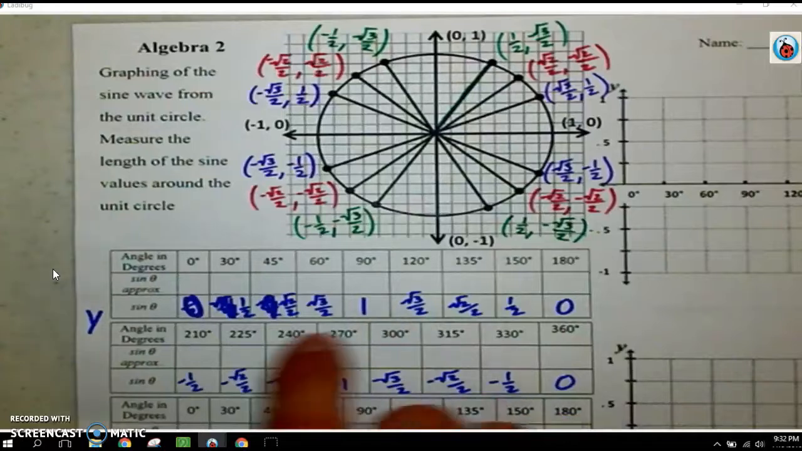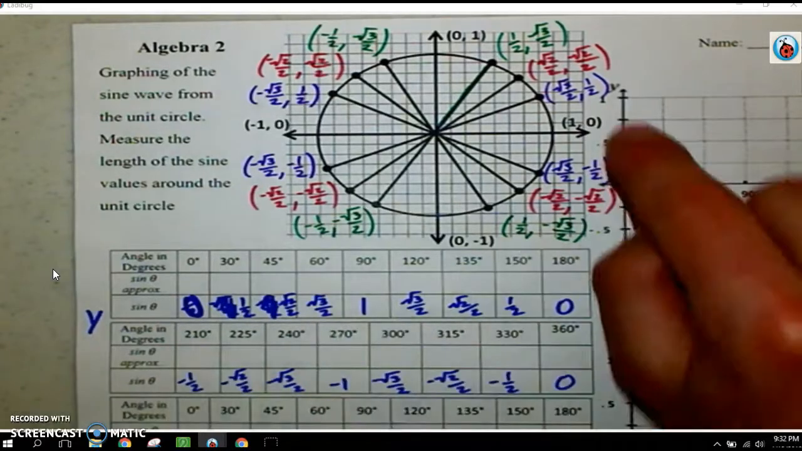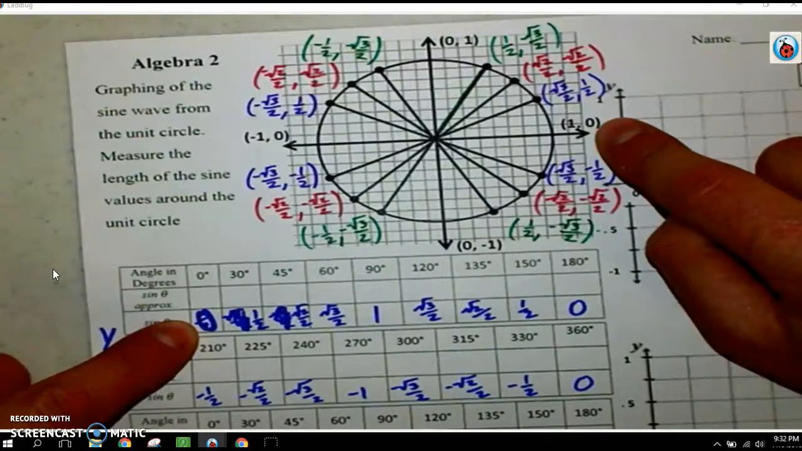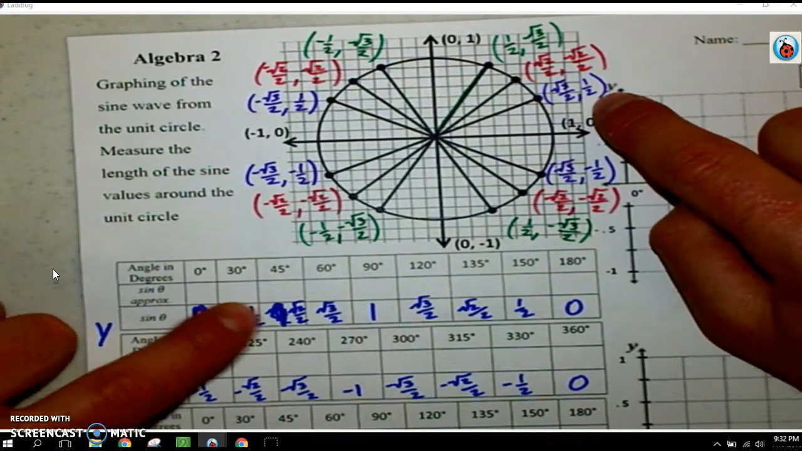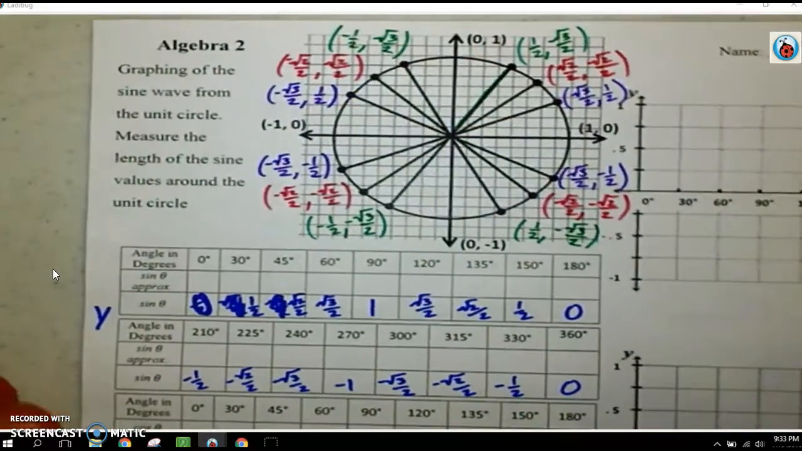Good thing to remember is that when we are finding the value for sine at any of these coordinates, it is always the y value on the graph. So you'll notice that at 0 degrees the y value is 0. At 30 degrees the y value is 1/2. At 45, root 2 over 2, etc., all the way around the circle.